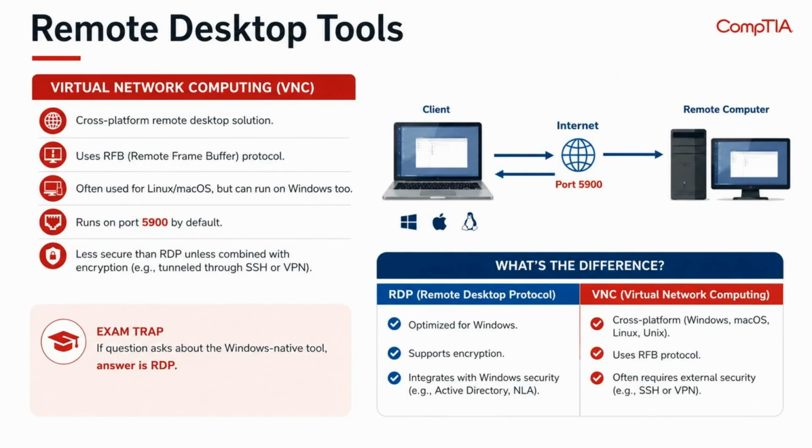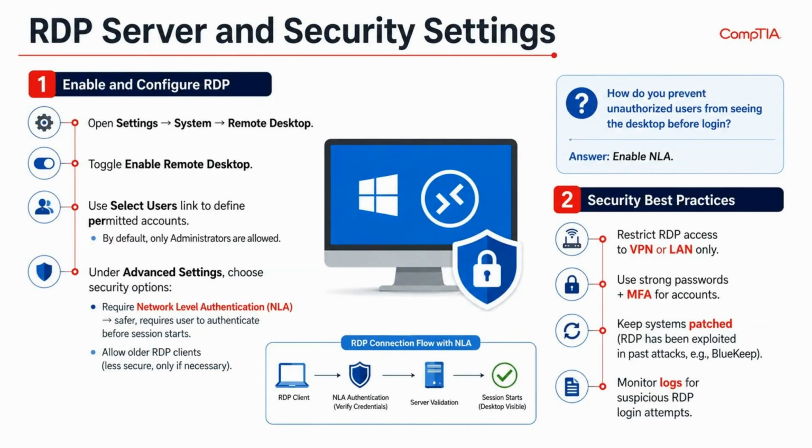Virtual network computing, or VNC, is a cross-platform alternative to RDP. While versatile, it is generally less secure than RDP, unless you specifically add an extra layer of encryption, such as an SSH tunnel. To configure RDP, use the remote desktop settings in Windows. Remember to use network-level authentication to prevent unauthorized access before the login screen. Regularly monitor your logs to stay ahead of potential threats.